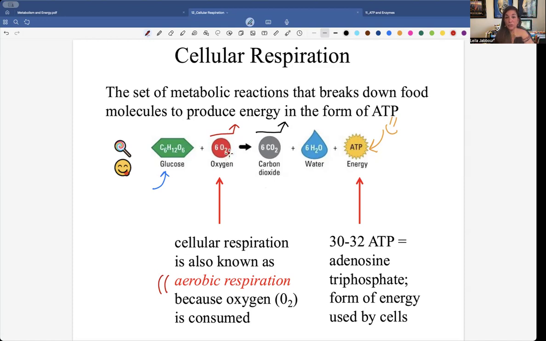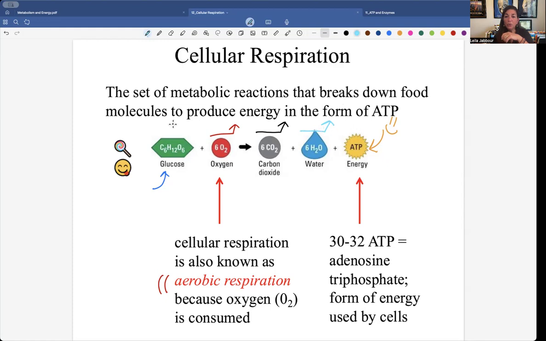So oxygen is a gas you breathe in, you need it for cellular respiration. Carbon dioxide is a gas you exhale. That's a byproduct of cellular respiration. So it's a waste product. You don't keep CO2 in your body. Another product of cellular respiration is water. So in the process of doing cellular respiration, you also release water molecules.